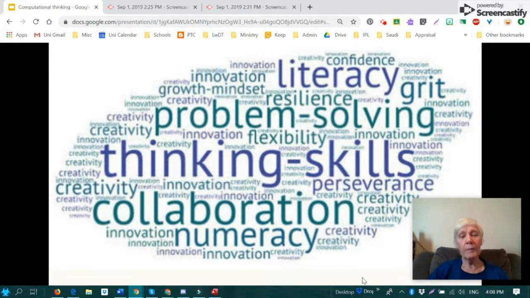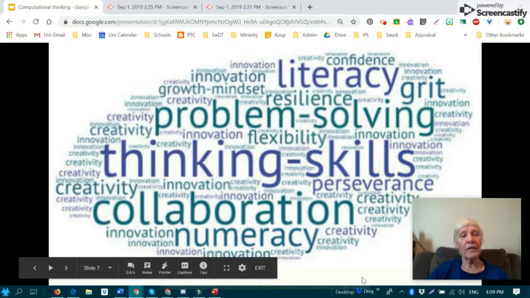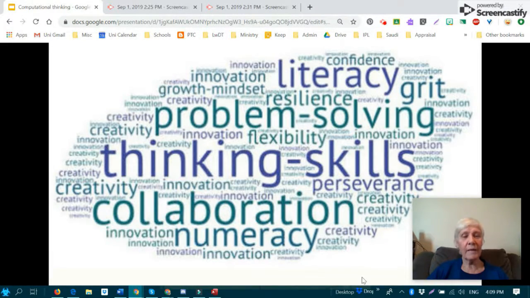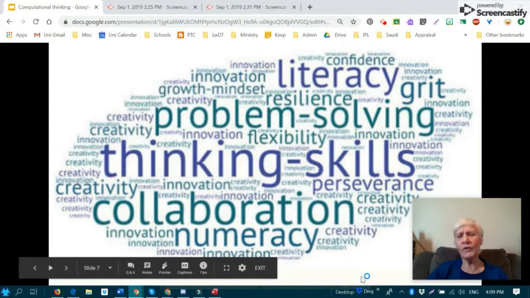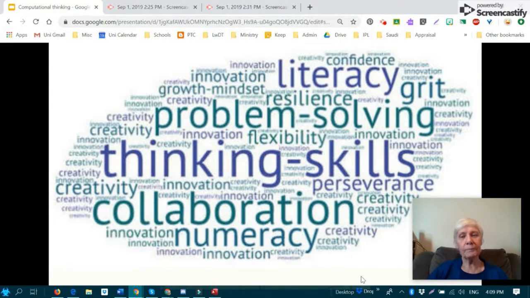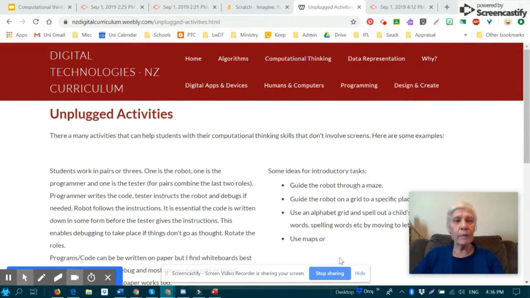Definitely innovation, because when you are using computational thinking, you are creating solutions to problems. There's a ton of creativity happening when you're doing computational thinking. There'll be numeracy skills, and you have to have flexibility, and lots and lots of those skills, developing confidence in yourself, all things that are going to be developed by computational thinking. You don't need to use a computer to work on computational thinking.